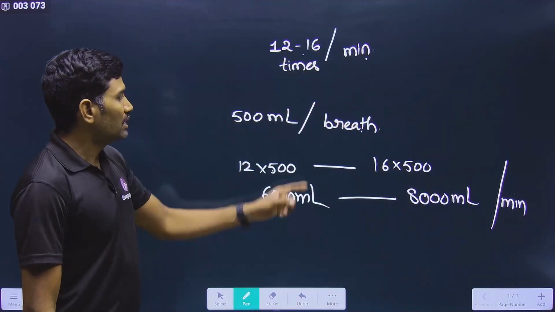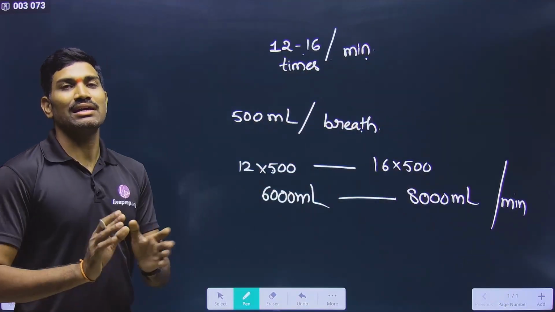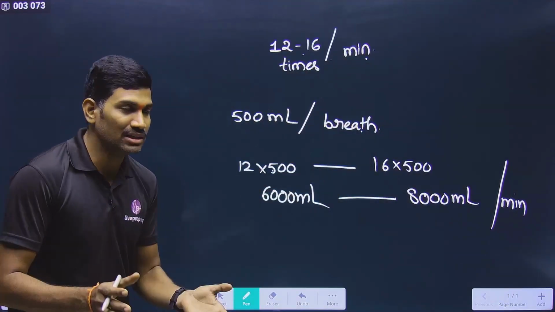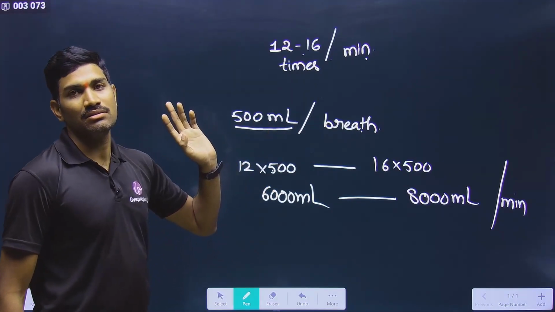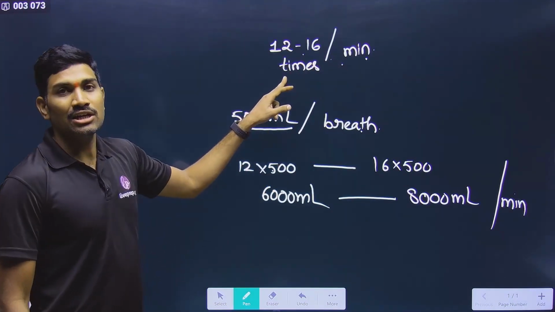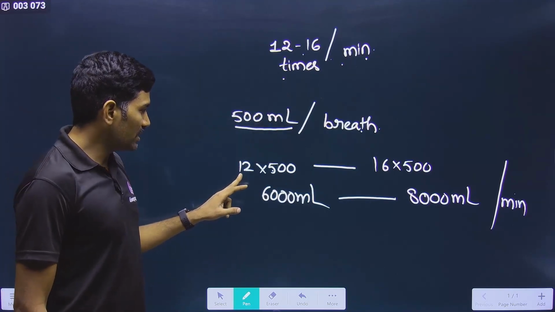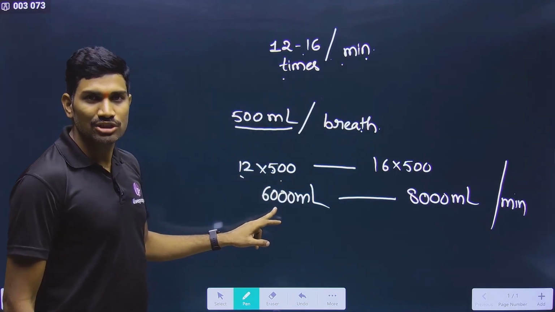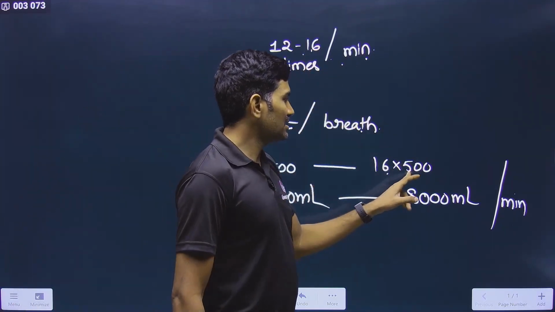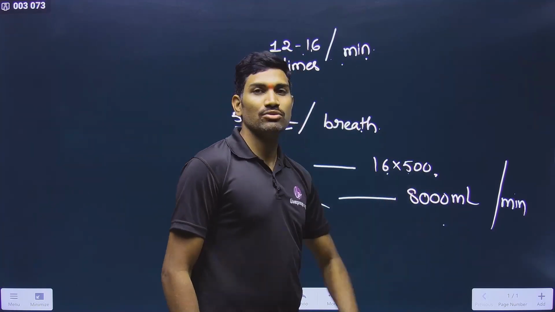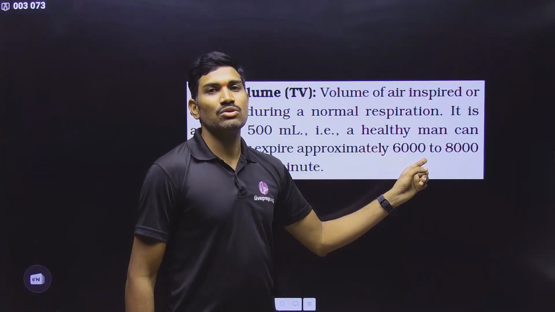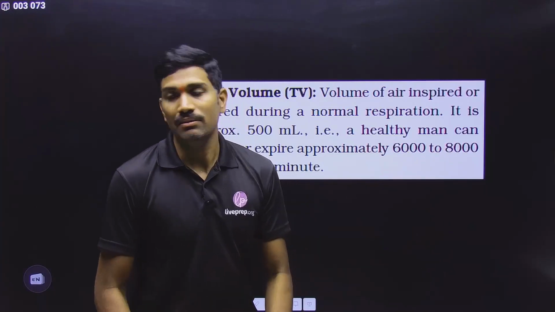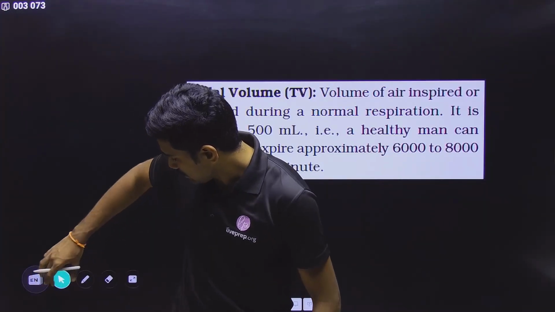Yes or no? In one breath, it is approximately 500 ml. So the tidal volume is 500 ml per breath. Likewise, in 1 minute we are taking 12 to 16 breaths. If it is 12 breaths, 12 into 500, so 6000 ml. If it is 16 into 500, it will be 8000 ml. So that's why in the NCERT they gave the value like 6000 to 8000 ml per minute calculation.